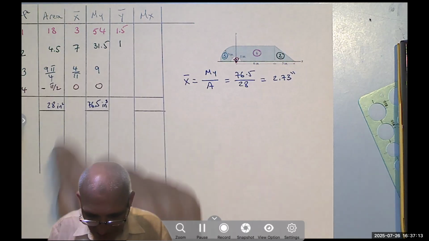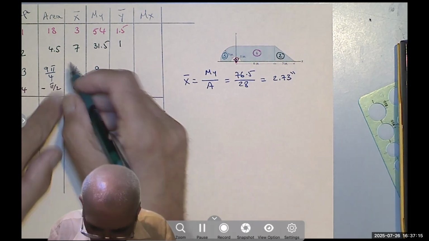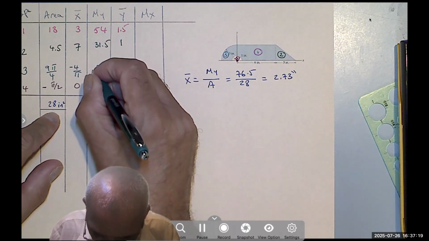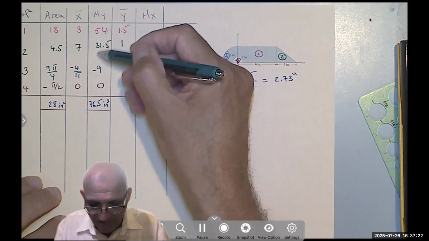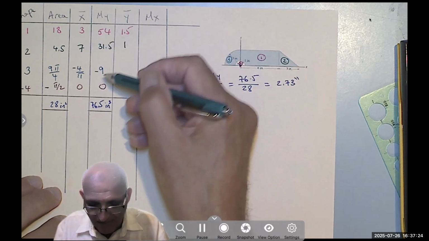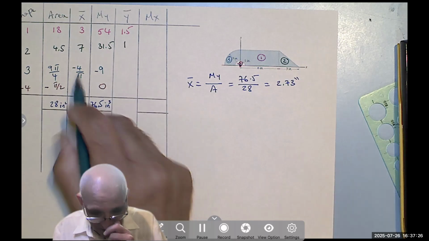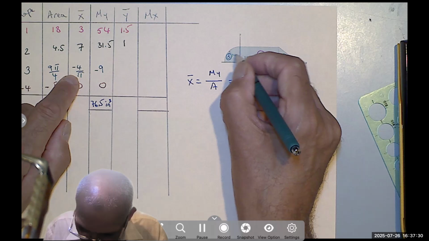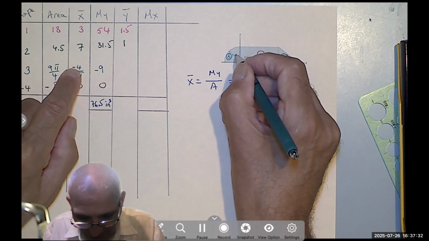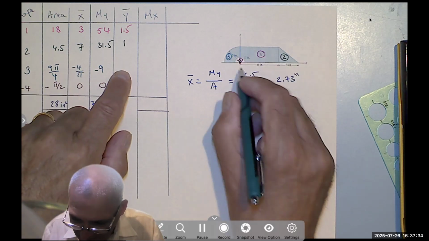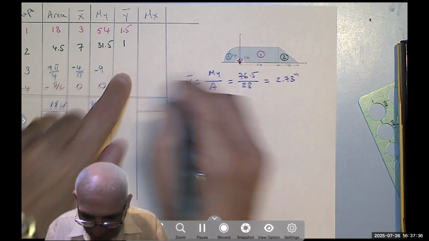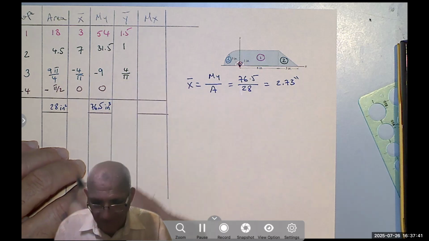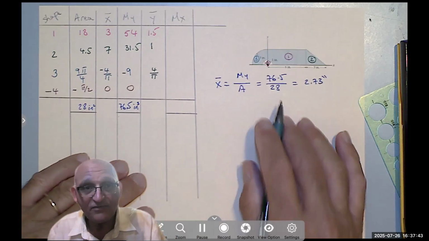Oh, you see what I did wrong here? This was a negative, and I was subtracting, but I forgot to write it. I said 85.5 minus 9, but I wrote it 9. You see, the centroid in the x direction is to the left of the y, so it's negative. But in the y, it's above the x, so it's positive. 4 over pi. I'm sorry for that. I don't know how I forgot to write it.